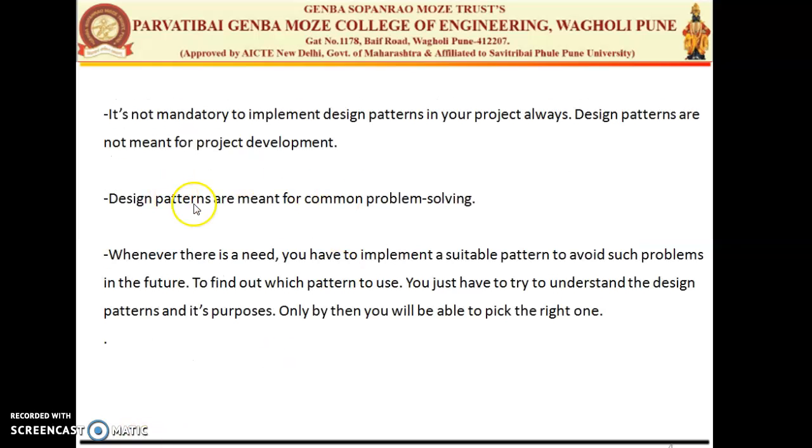Moving next, it is not mandatory to implement a design pattern in your project. Design patterns are not actually meant for project development. They are made for common problem solving which occurs commonly in your design phase. Whenever there is a need, you implement a suitable pattern to avoid such problems in the future. To figure out which pattern to use, you just have to understand the design patterns and their purpose. Only then will you be able to pick the right pattern.